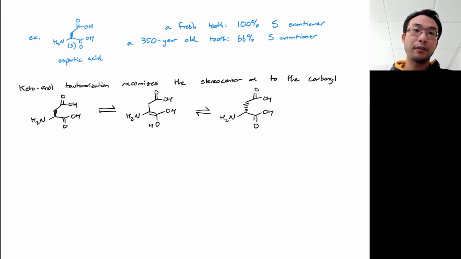Those should be 50-50 propositions, so given infinite time, any amino acid will eventually equilibrate to being a racemic mixture of enantiomers. And so you are probably used to thinking about chemistry as taking place on a time scale that maybe you could do within a lab period in class. But you should notice up here that I gave you a 350-year-old tooth in which only a small portion of the amino acids had racemized.